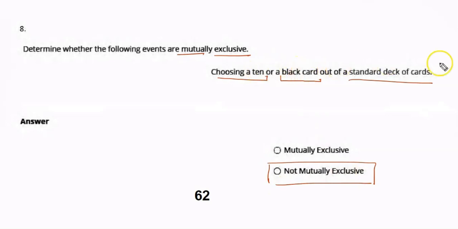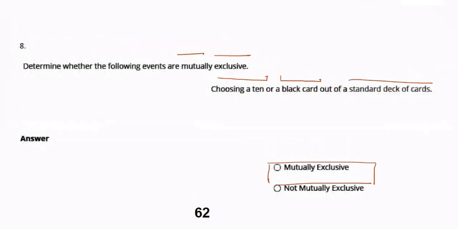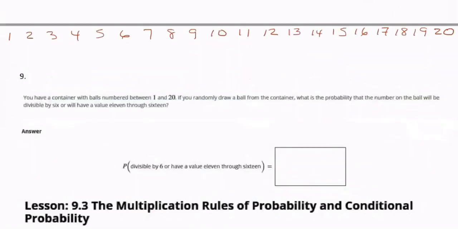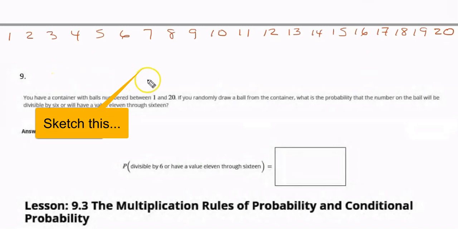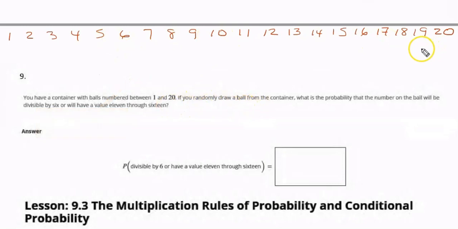All right, one more to go. And this one's sort of a challenge. So we have a container with balls that are numbered 1 through 20. So this is what you're going to have to do on your paper. So we'll take a moment. Now, what is the probability that you will randomly select from this a number on the ball which is divisible by 6?